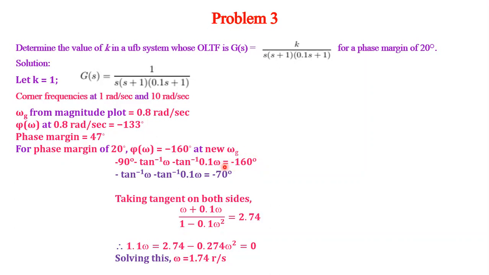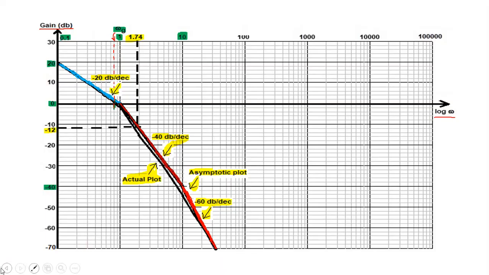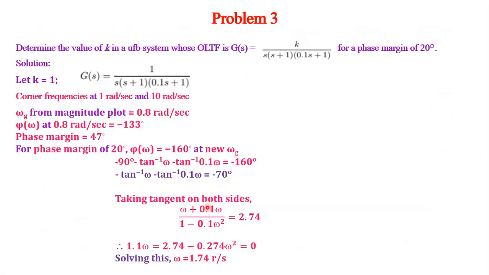Therefore, if we have to get a 20 degree phase margin, that frequency should be the new gain crossover frequency, right? That is the new gain crossover frequency. Therefore, from the gain crossover frequency, what we can do is, this is 1.74.